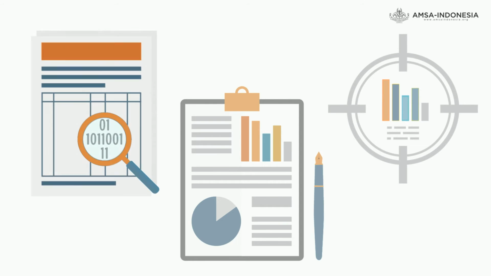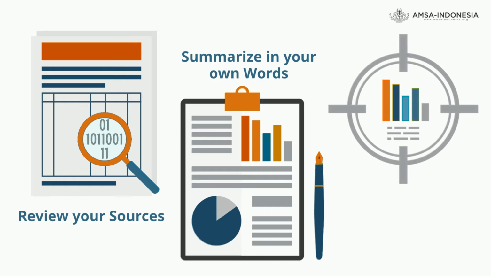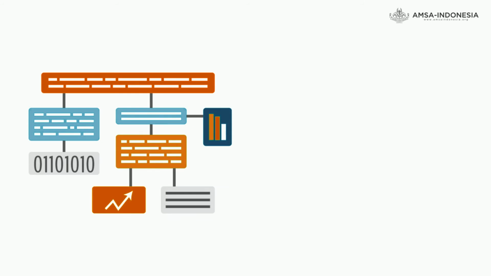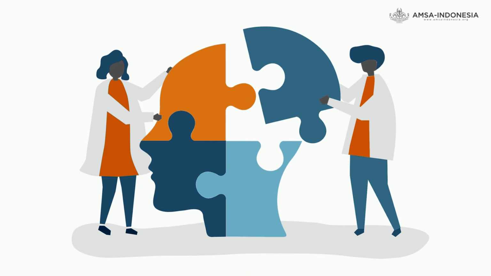While reviewing your resources, try to summarize them in your own words and add quotes in parts where you don't. Look for similarities and differences between your studies and think about how one study could relate to the others. After you've analyzed and reviewed each resource, you'll then be able to see a pattern of relationship.